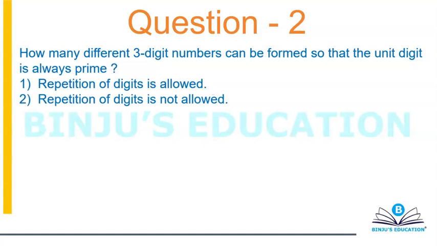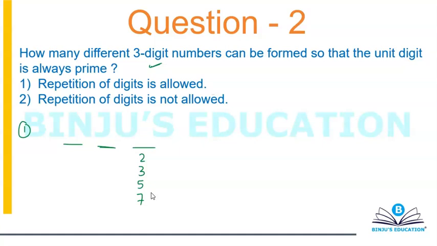Okay, so let's start with the first case where repetition is allowed. So we need to form 3-digit numbers: 3 dashes. Now we'll be solving dashes individually, which means every dash has a maximum of 10 possibilities. So we want the unit digit to be always prime, which means we can have 2, 3, 5 and 7 as my 4 possibilities, because I would want my unit digit to be always prime.